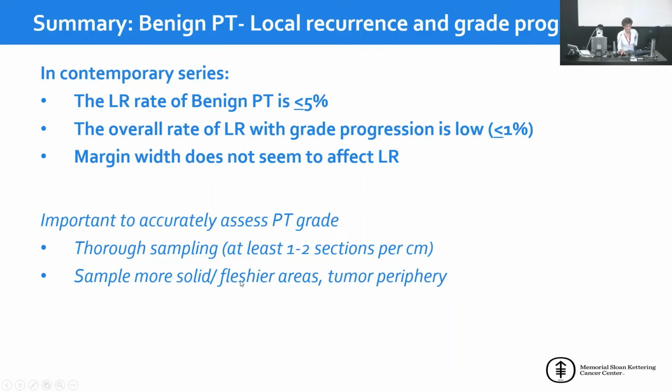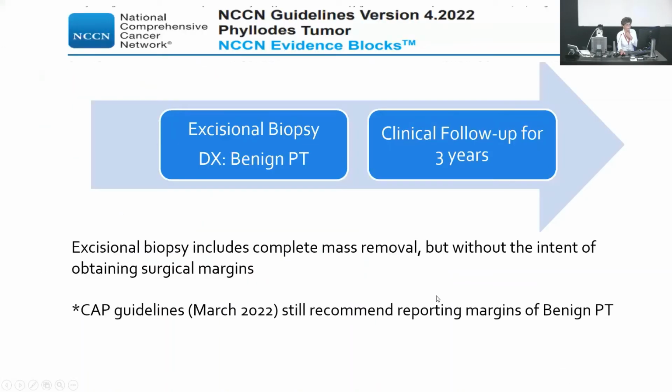So as I try to emphasize once again, it's important to accurately grade the phyllodes tumor, evaluate all the parameters I just discussed, and do a thorough sampling, focusing on the more solid and fleshier area, and also the tumor periphery. But based on this new evidence, the management of benign phyllodes tumors, at least in the States, has changed. And these are the National Comprehensive Cancer Network, the so-called NCCN guidelines, that are being used for managing patients with breast cancer and also with phyllodes tumor.